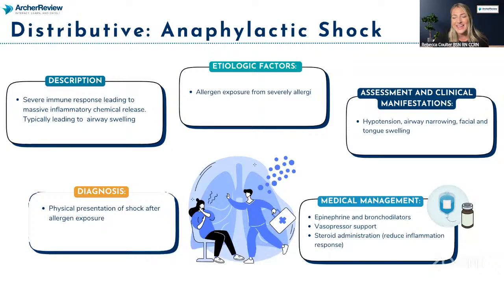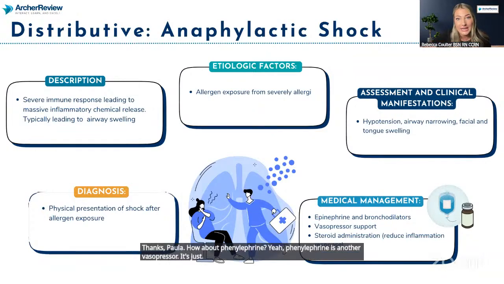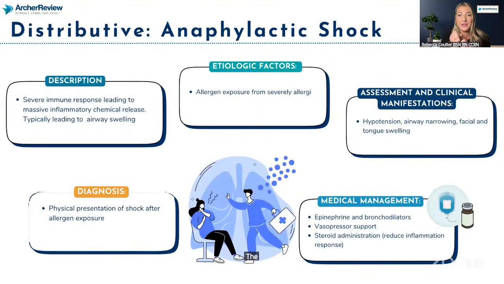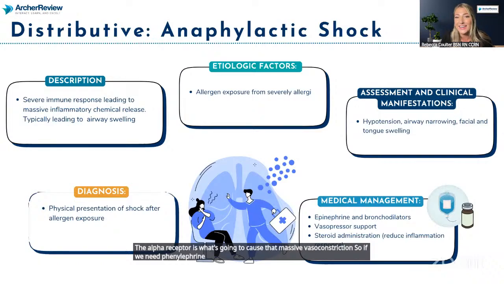Thanks, Paula. How about phenylephrine? Yeah, phenylephrine's another vasopressor. It stimulates the alpha receptor in a major way, whereas norepinephrine stimulates it just a little less. The alpha receptor is what's going to cause that massive vasoconstriction. So if we need phenylephrine, we use it, but we like to not need it. It's a really kind of severe medication.